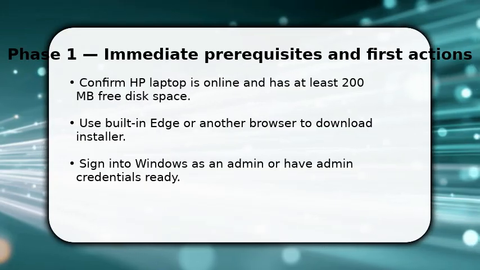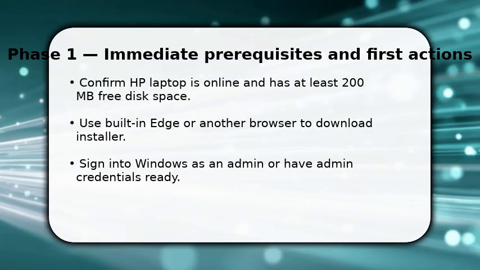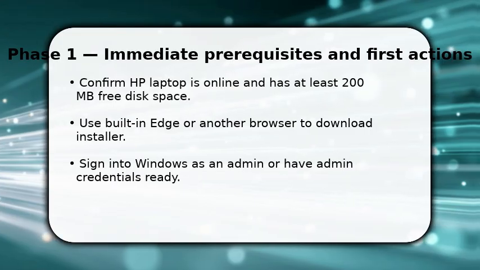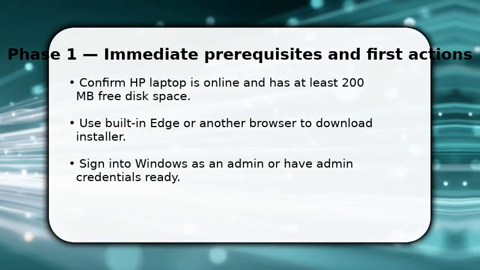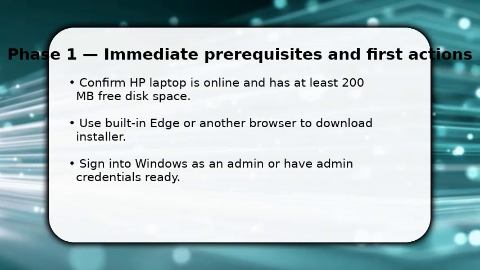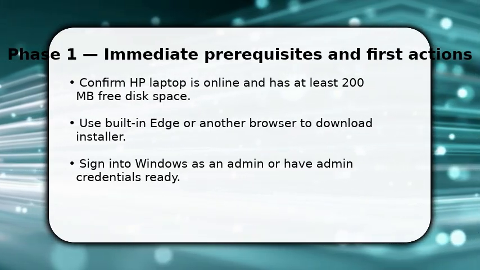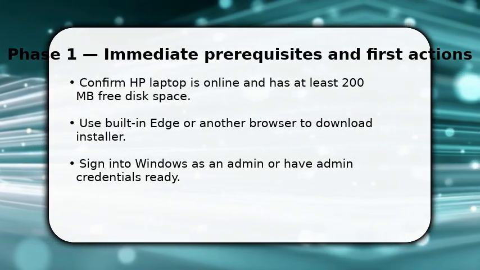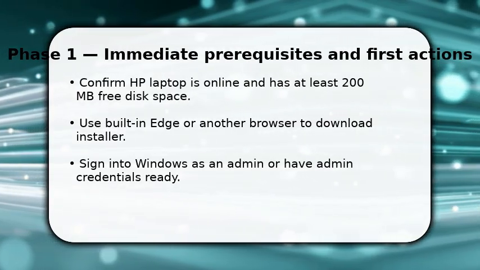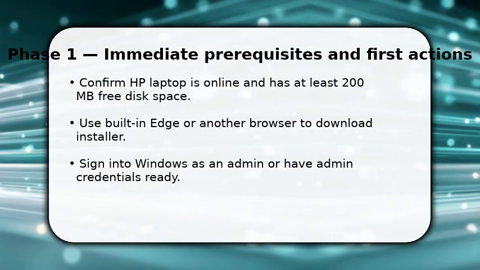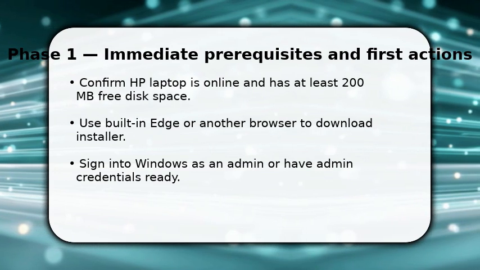You start by confirming basics, internet access and available disk space because a stalled download wastes time. Open the built-in browser, Edge, then search for the official Chrome download. You need administrator rights to install system software, so sign in as an admin or get the admin password now. Once the download begins, watch progress in the browser's downloads bar. If it pauses, retry. These steps ensure the installer file arrives intact and you're authorized to run it.